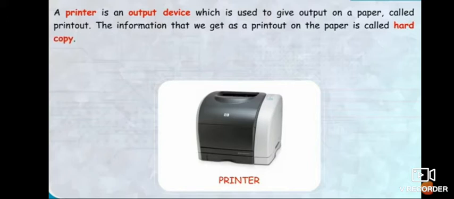On the monitor, whatever output you are looking at is a soft copy, but the printer prints the output and gives it to you on paper, and that is known as hard copy. You can print data as well as pictures on paper.